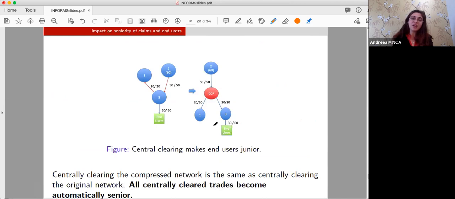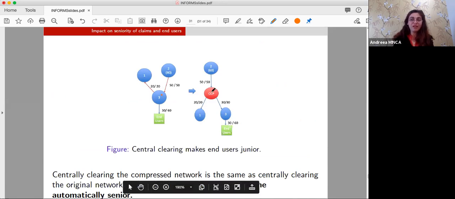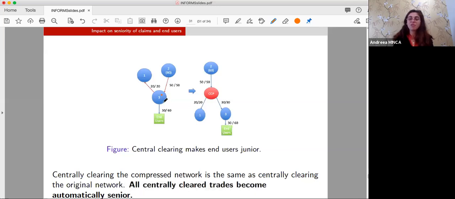It is helping us because recall that in portfolio compression, if we just do portfolio compression, the seniority of the link between 3 and the end users remained higher than the seniority of the link between 3 and 1. Okay, so now if I go to a clearinghouse, then this would be equivalent to having switched to a seniority situation where node 1 is senior, so the link between 3 and 1 is senior with respect to the link between 3 and the end users.